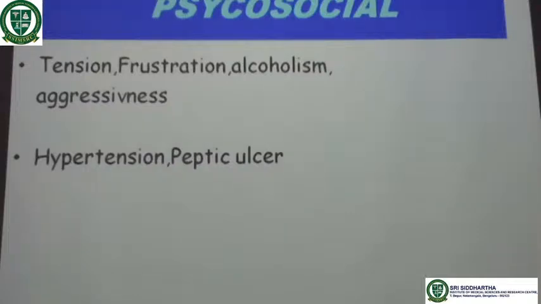Considering that, some of the examples are tension, frustration, alcoholism, drug abuse, aggressiveness, and even non-communicable diseases like hypertension, diabetes, peptic ulcer, so many diseases are being monitored. This is very, very important. Here we need to remember once again that the employee and employer relationship plays an important role. There are various factors contributing here.